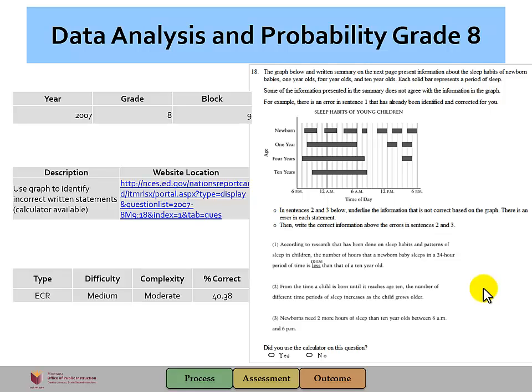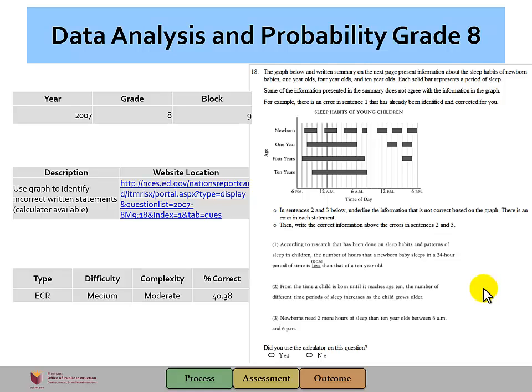6.SP.5, where they're summarizing numerical data sets in relation to their context by reporting the number of observations, describing the nature and attributes under investigation, including how it was measured and the units of measurement, giving quantitative measures of center, median and/or mean, and variability, interquartile range and/or mean absolute deviation, as well as describing an overall pattern and any striking deviations from the overall pattern with reference to the context in which the data were gathered. Lastly, relating the choice of measures of center and variability to the shape of the data distribution and the context in which the data were gathered.